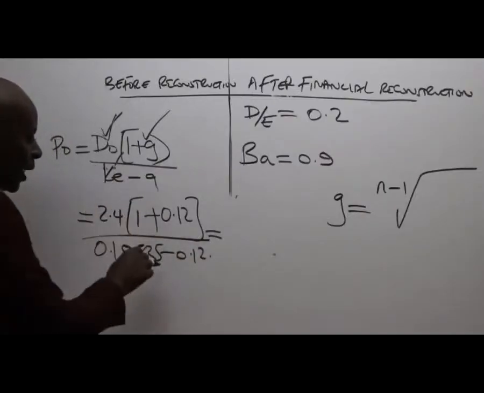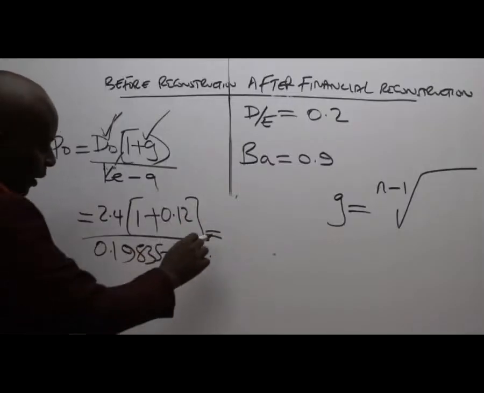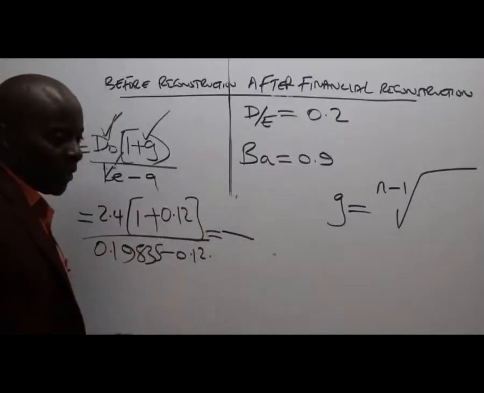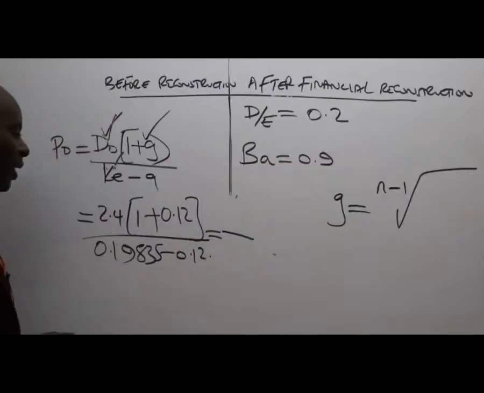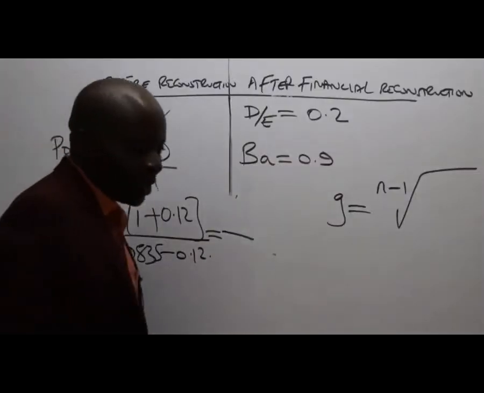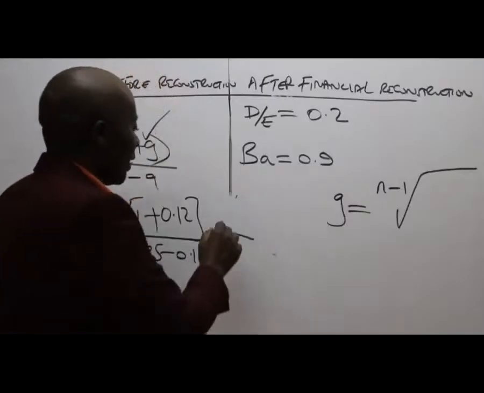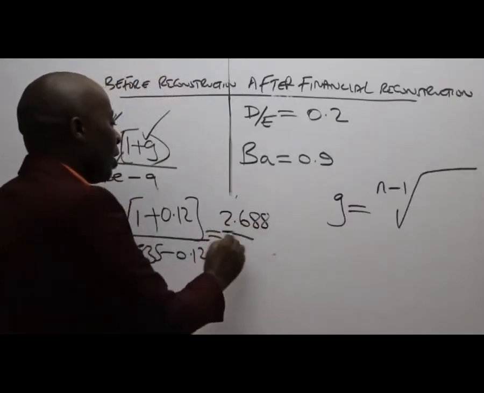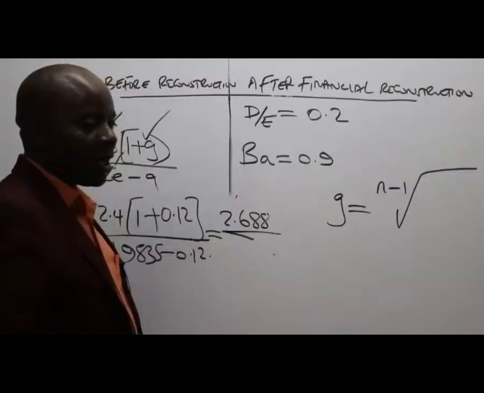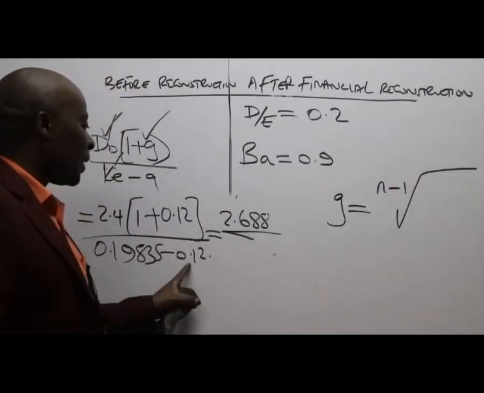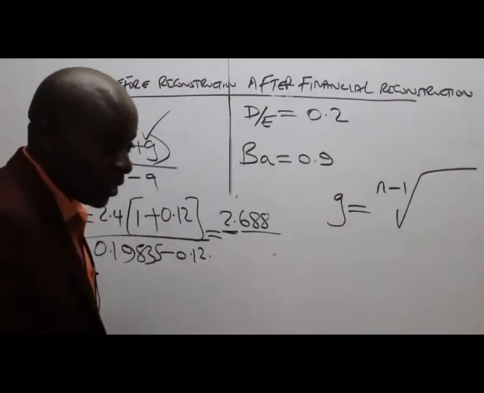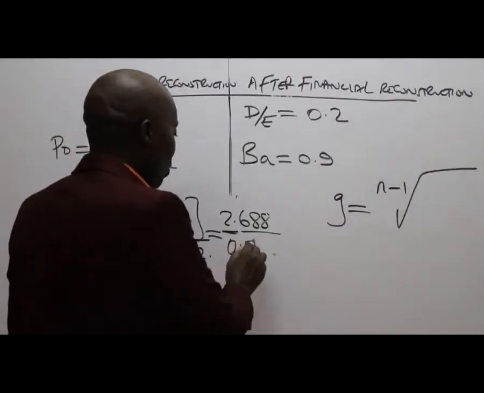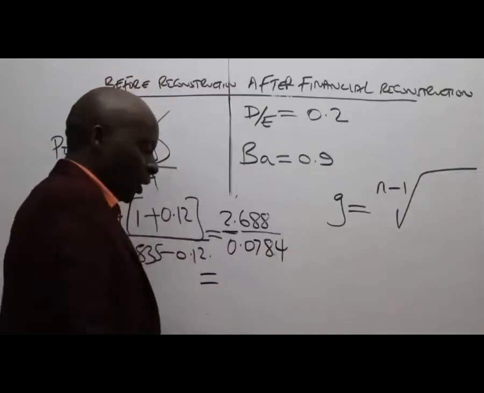2.4 times, open bracket, 1.12. Please give me the numerator here. Somebody is giving me a figure of 2.688, all over the denominator. Please take this minus this and give me a figure to write here. 0.0784.